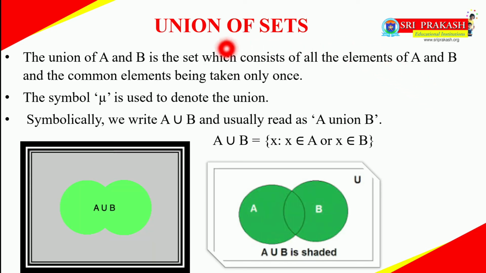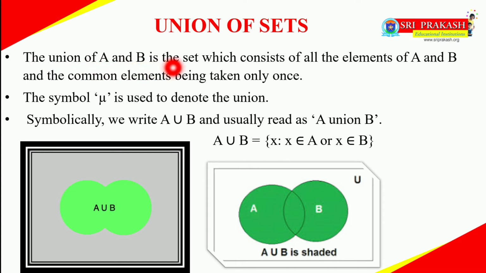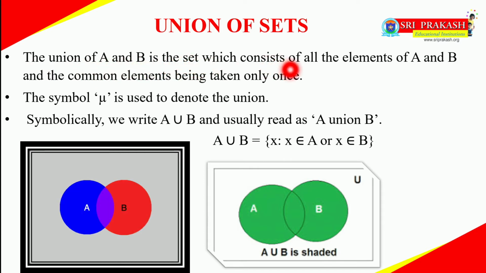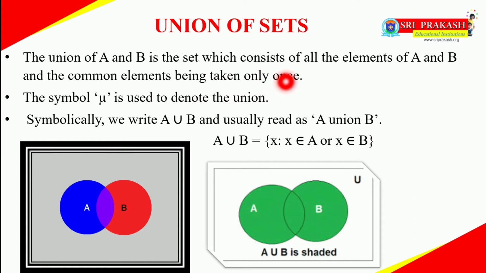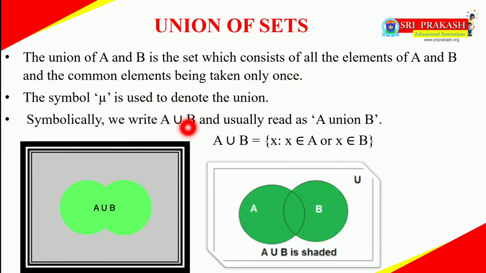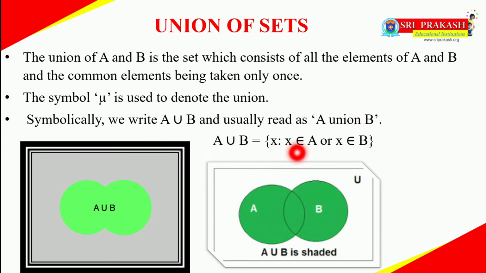Now, let us discuss the first basic operation on sets, that is the union of sets. The union of sets A and B is the set which consists of all the elements of A and B, with the common elements being taken only once. This is the symbol which is used to denote the union. We will write like this, and we will read it as A union B. And the set builder form of A union B is {x such that x belongs to A or x belongs to B}.